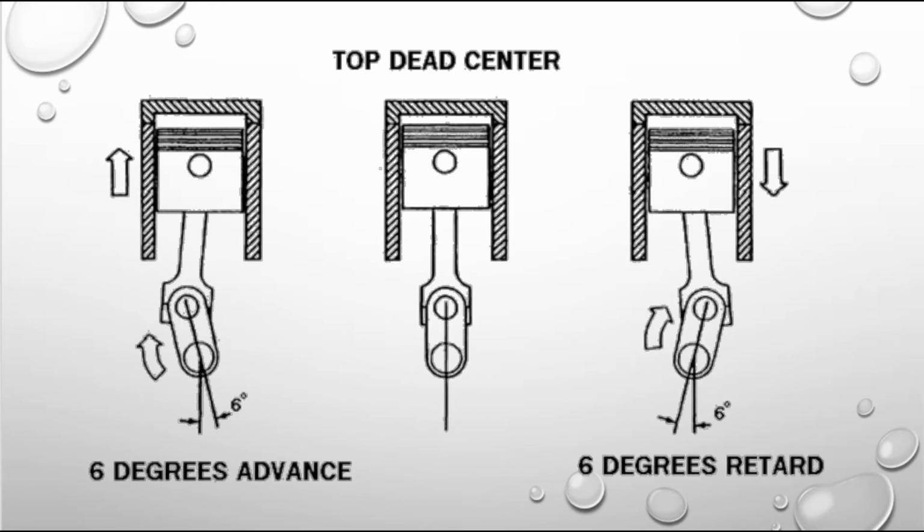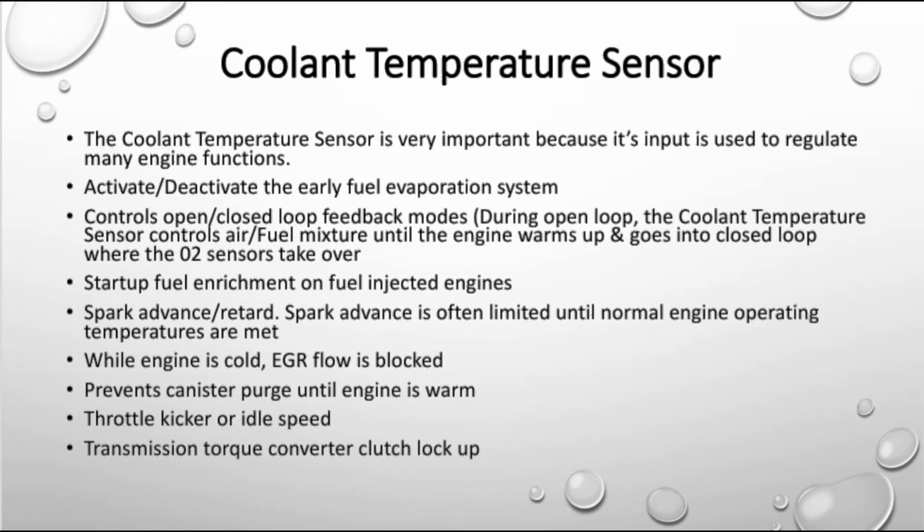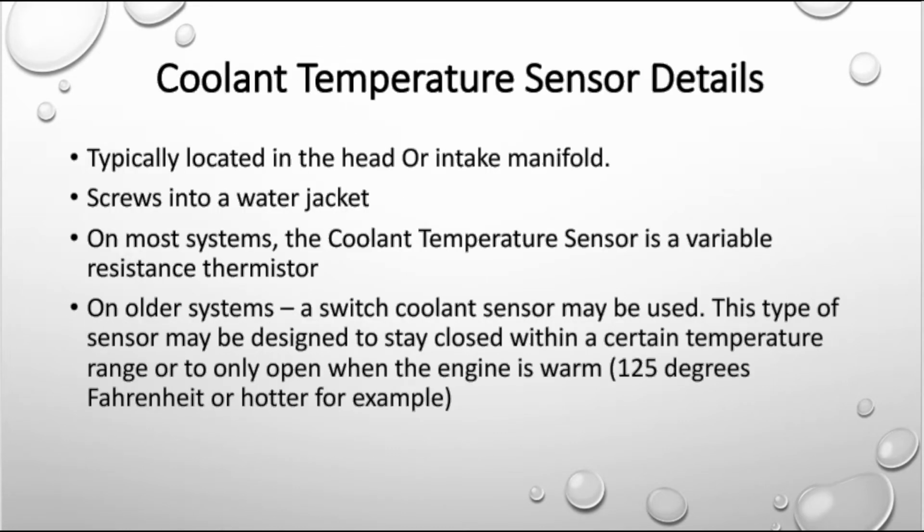Spark advance is often limited until normal engine operating temperatures are met. While the engine is cold, EGR flow is blocked. The coolant temperature sensor prevents canister purge until the engine is warm. It also controls the throttle kicker or idle speed and controls the transmission torque converter clutch lockup. The coolant temperature sensor is typically located in the head or intake manifold. It screws into a water jacket.